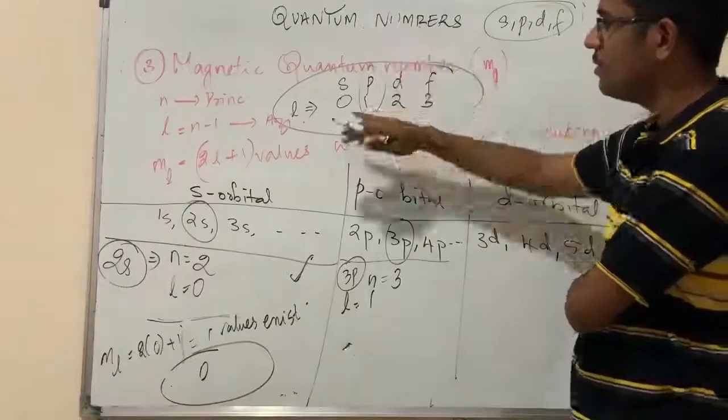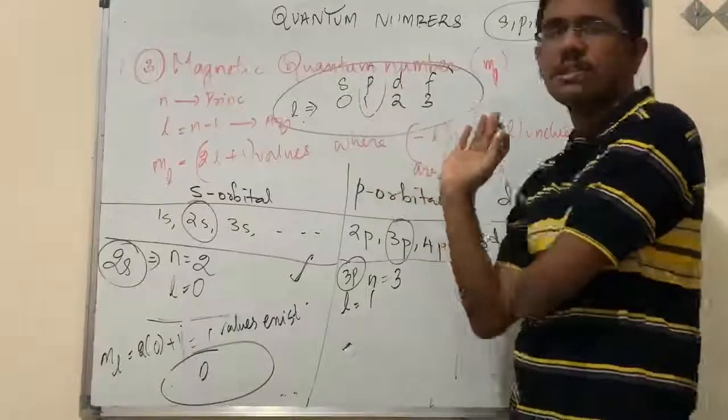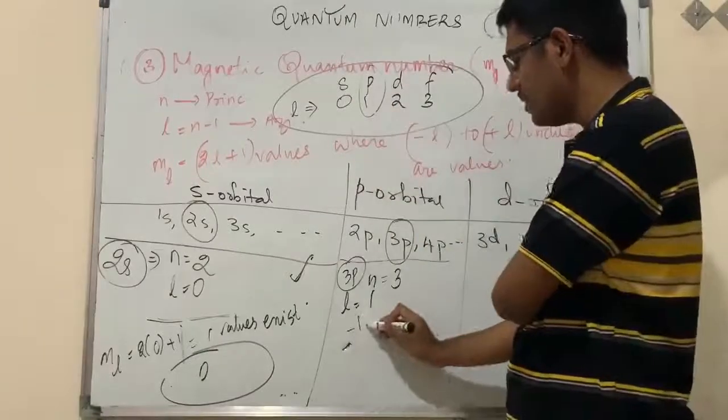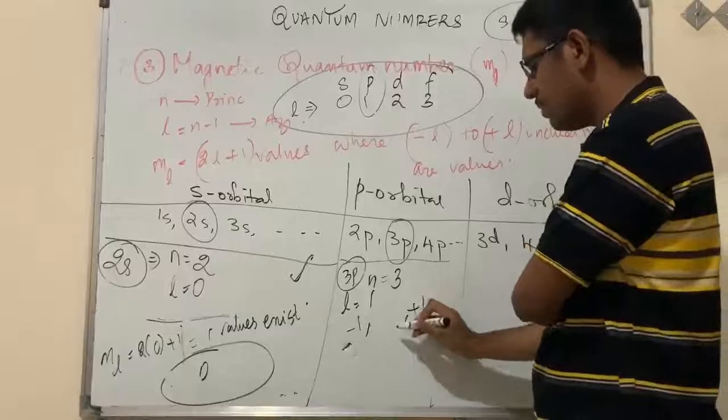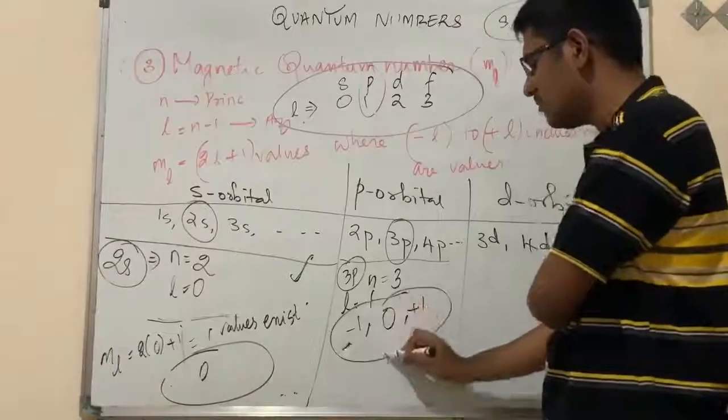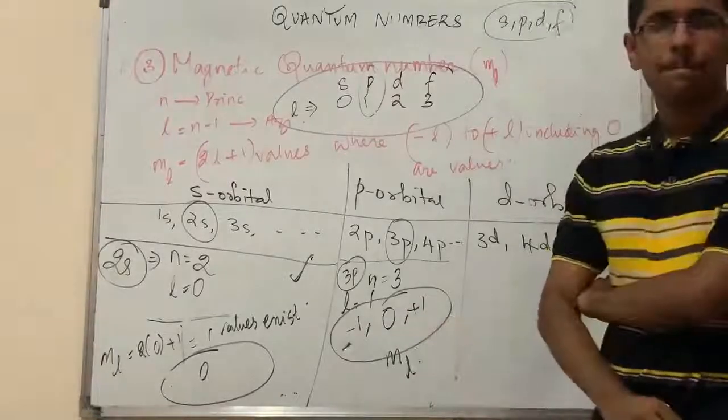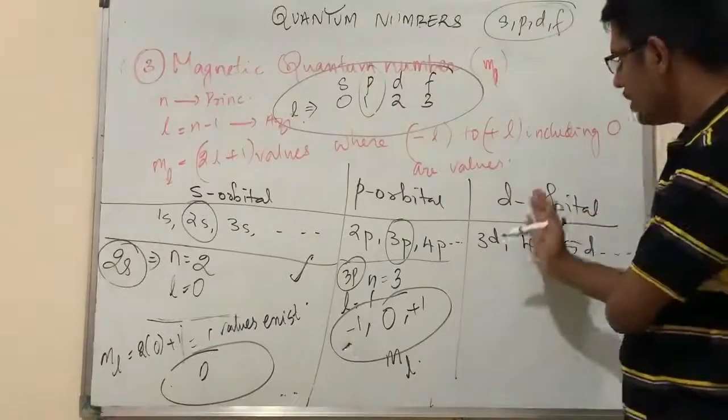For the p orbital, the l value is always 1. So ml ranges from minus 1 to plus 1, including 0. These are the only 3 possible values of the magnetic quantum number ml. Now, the d orbital.